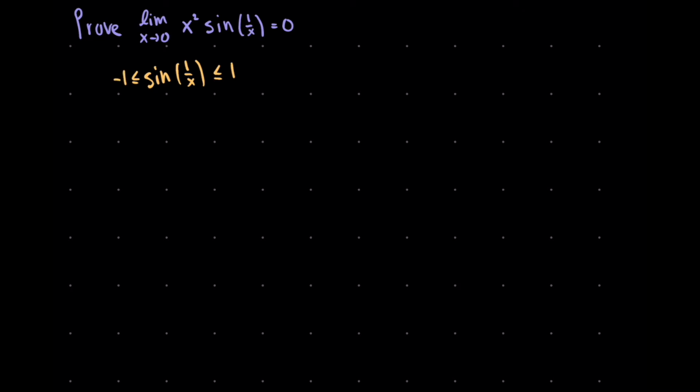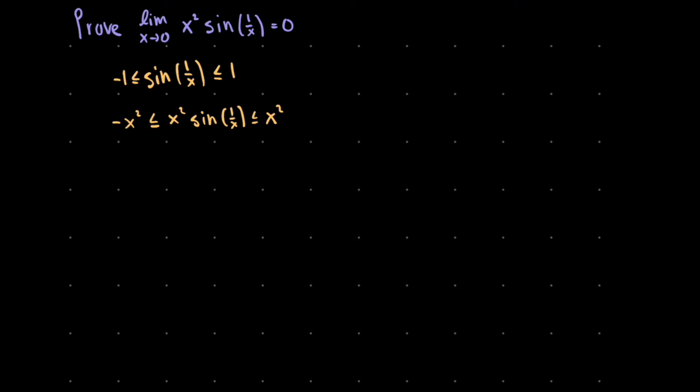Now that we have our first step, our goal now is to somehow make this expression look like this by adding or multiplying various terms. Well, we notice that we're just missing a term of x squared in this, so we're going to multiply our entire equation by x squared. We write minus x squared is less than or equal to x squared sine of 1 over x is less than or equal to x squared. Now we have our first step in using the squeeze theorem.